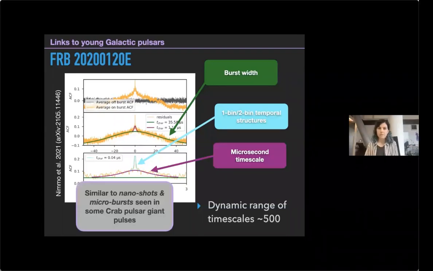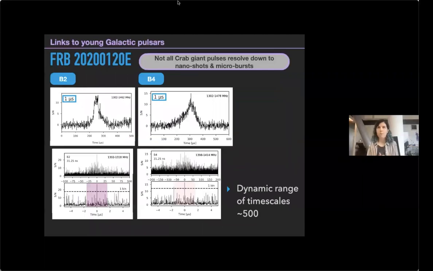In fact, some Crab pulsar giant pulses show nanosecond duration shots that are clustered into microsecond bursts, nanoshots and microbursts. But not all Crab giant pulses resolve into these nanoshots and microbursts. We see a range of timescales, and that's consistent with what we see here.